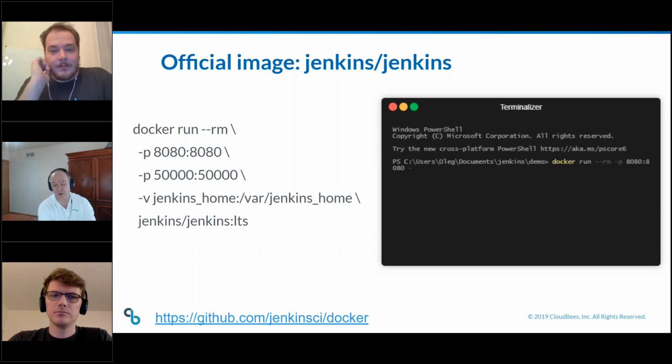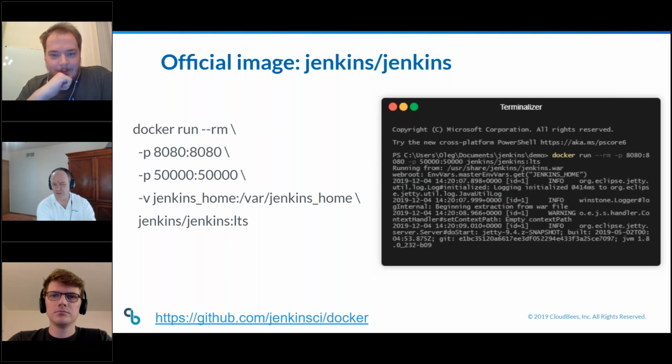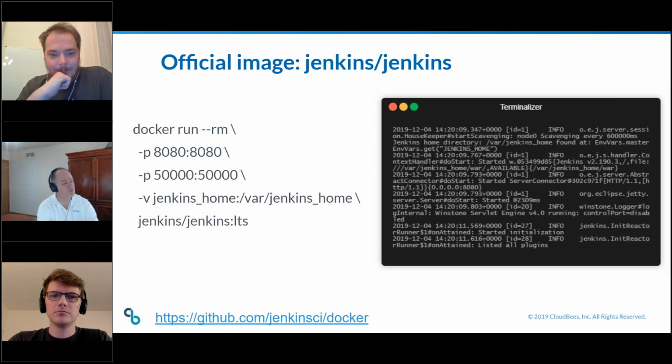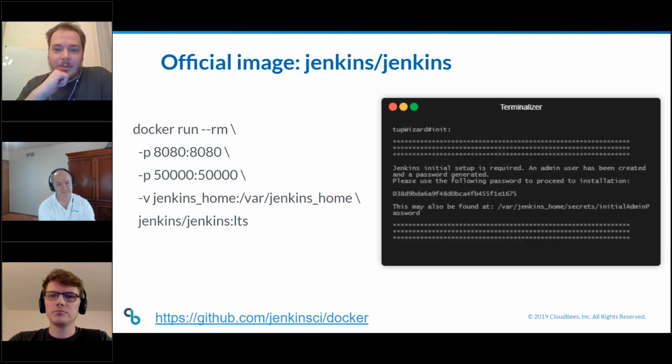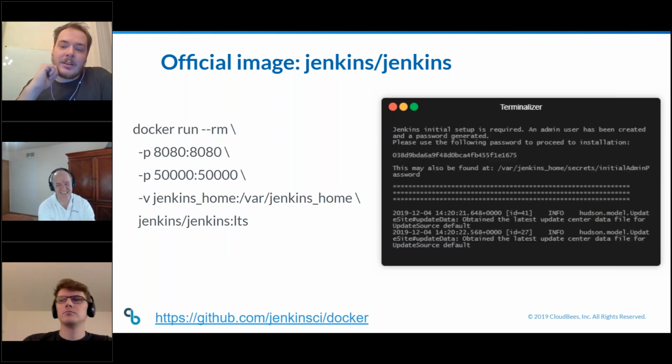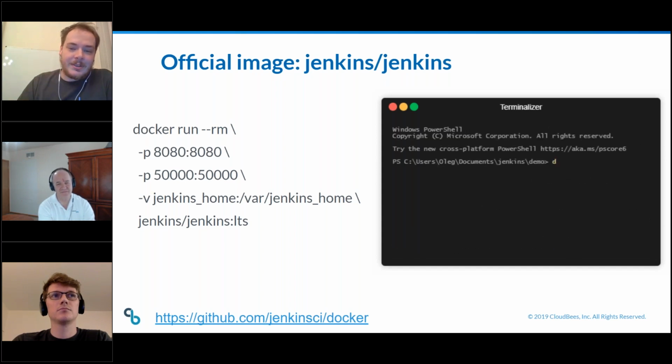Running a Docker image is really easy. Just give the command docker run, tell it the port numbers you want to use. So 8080 for the HTTP port, 50,000 is typically used for the agents, a home volume to mount, and the image to use. Works great. Yeah, you can see the recording on the right, and you can see that basically you get the same experience as you would get by running Jenkins on the command line. Also, it asks you to provide a password, etc.